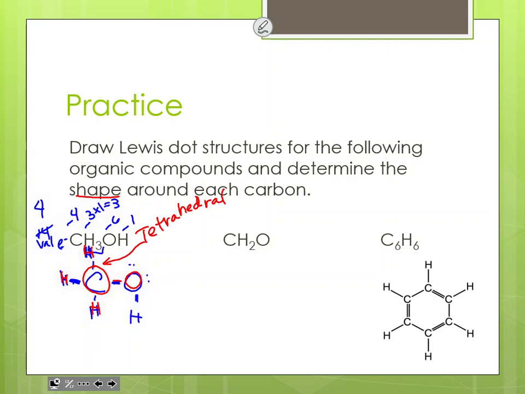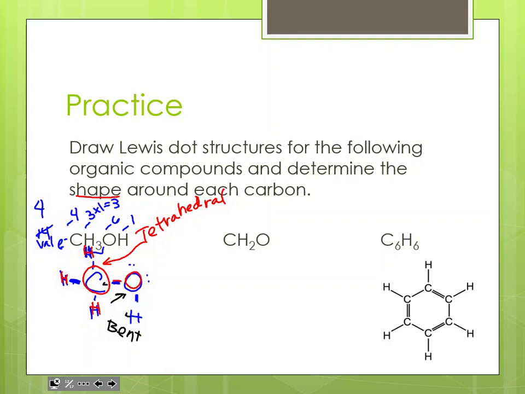How about that oxygen? Around the oxygen, what shape would that be? Bent. This would be bent. If you look, you have the 1 and the 2 atoms, and then you have 2 lone pairs. So yes, the oxygen actually is a bent shape around it.